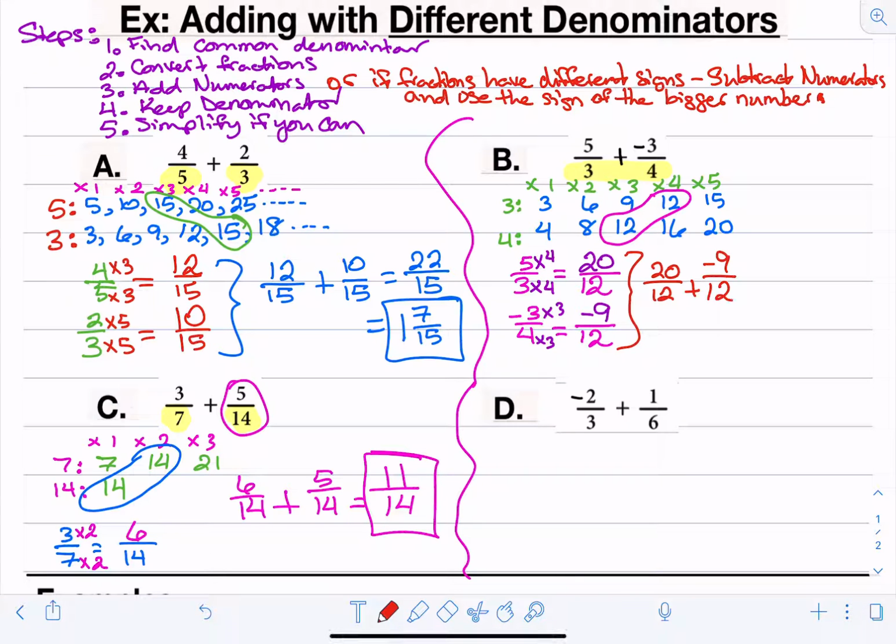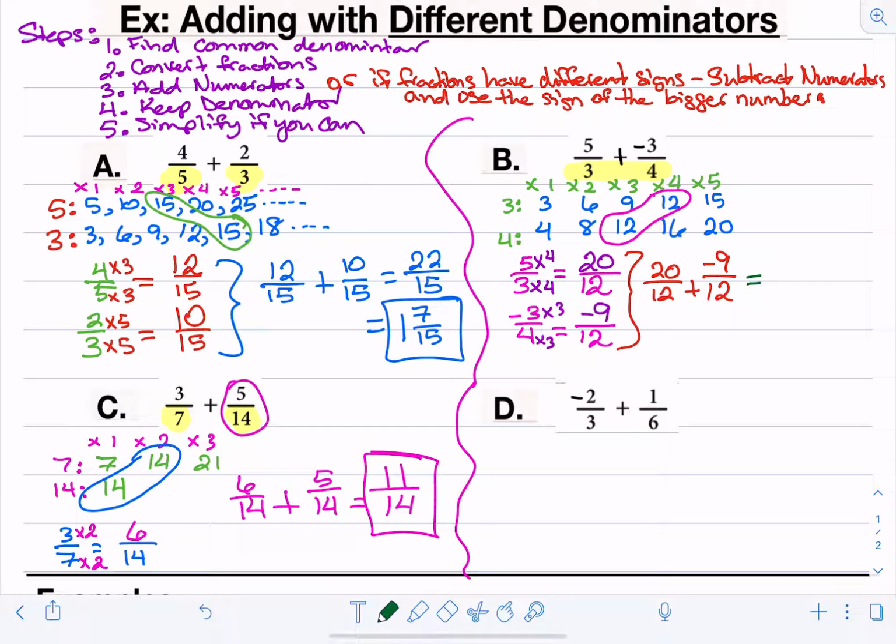We have our common denominators. So step 3 says add the numerators, or if the fractions have different signs, subtract numerators and use the sign of the bigger number. Okay, in this case, 20 over 12 is positive and negative 9/12 is negative. So they have different signs. So we're definitely going to have to subtract the numerators and take the sign of the bigger number. So let's go ahead and do that.